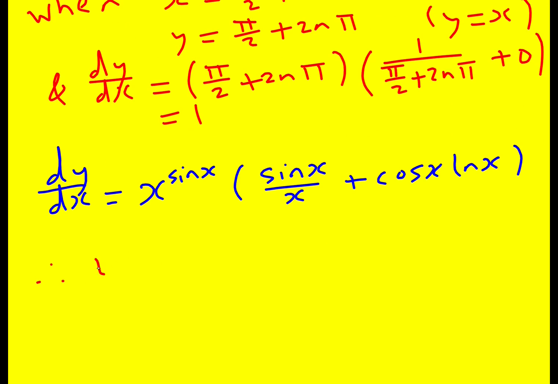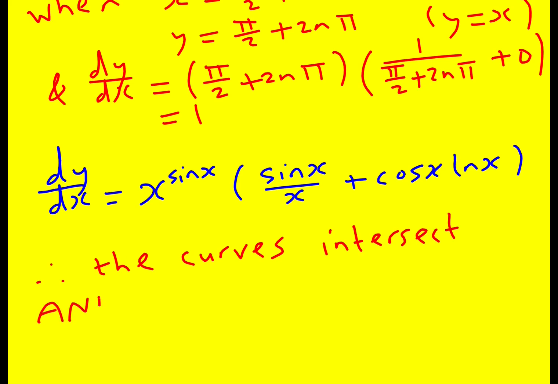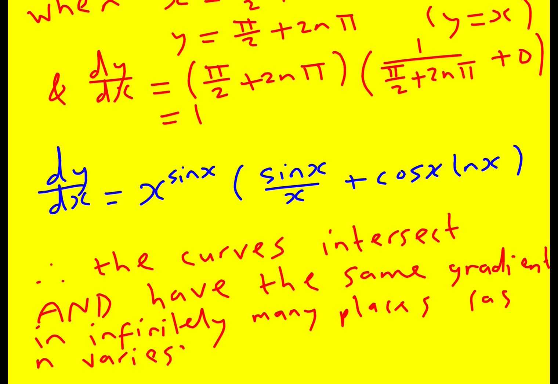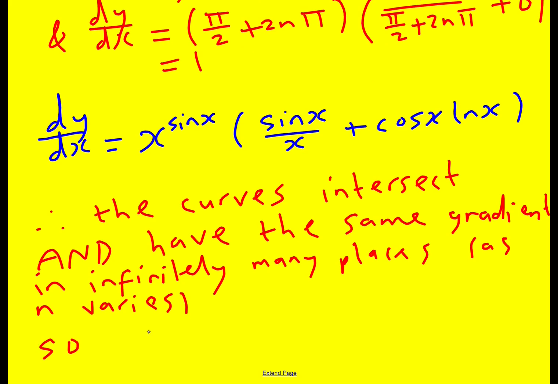And therefore, the curves intersect and have the same gradient in infinitely many places, as n varies. So y equals x touches y equals x to the sine x.